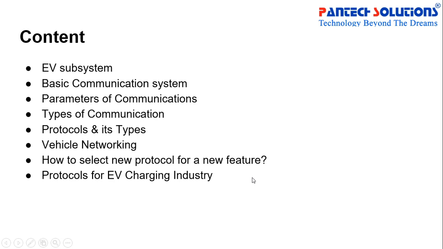In this session, we will discuss what an electric vehicle is and how we can identify its subsystems, what the basic communication systems and their parameters are, the types of communication systems, protocols and their types, and how to identify vehicle networking and implement it in hardware systems. So we will discuss the theoretical topics, and finally how to select a new protocol for new features, and protocols for the EV charging industry.